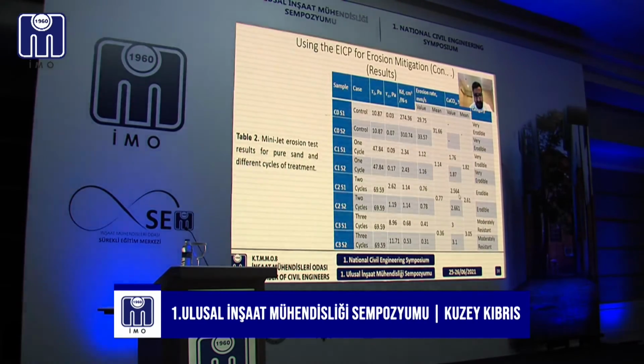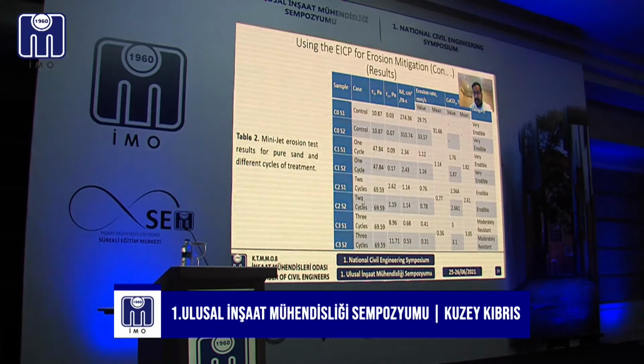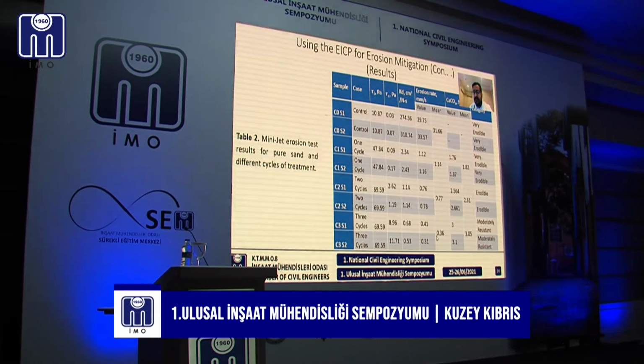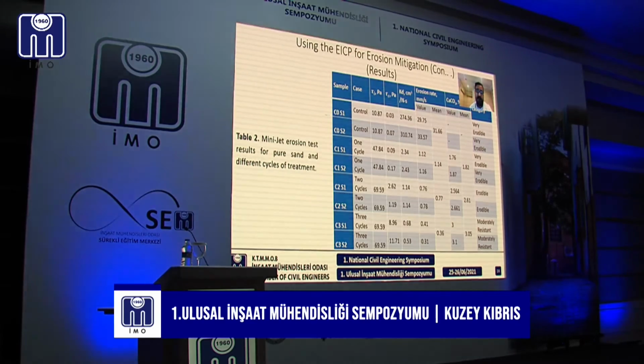This is our calculation for control, 1 cycle, 2 cycles, and 3 cycles. After 1 cycle, the erosion rate was about 31 on average. And after 3 cycles, it was 0.36. We found a huge improvement, about 71 times. So even after 1 cycle of treatment, we get a good result. We get 1.14 as well.